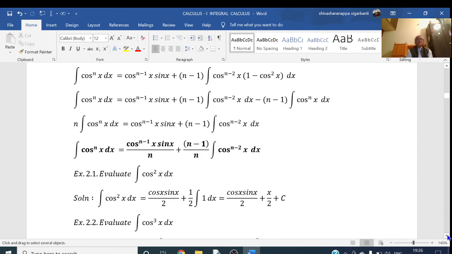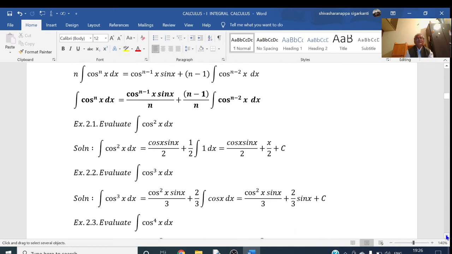First I will find the integration of cos square x using this reduction formula. We put n equal to 2 here. This becomes cos x sin x by 2 plus 2 minus 1, that is 1 by 2, into the integral of cos x to the power of 2 minus 2, which is 0. This becomes 1 into dx, that is 1 by 2 into the integral of 1 dx. This is equal to sin x cos x by 2 plus 1 by 2 into the integration of 1, which is x, that is x by 2, plus the constant of integration c.